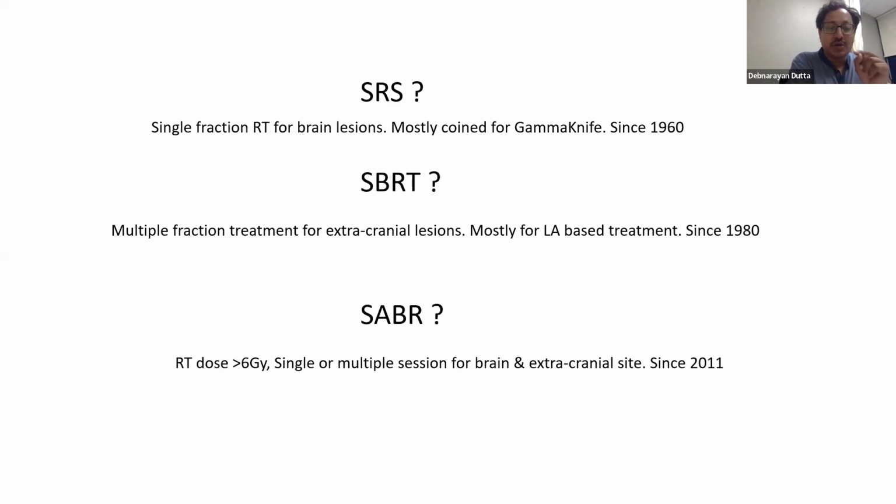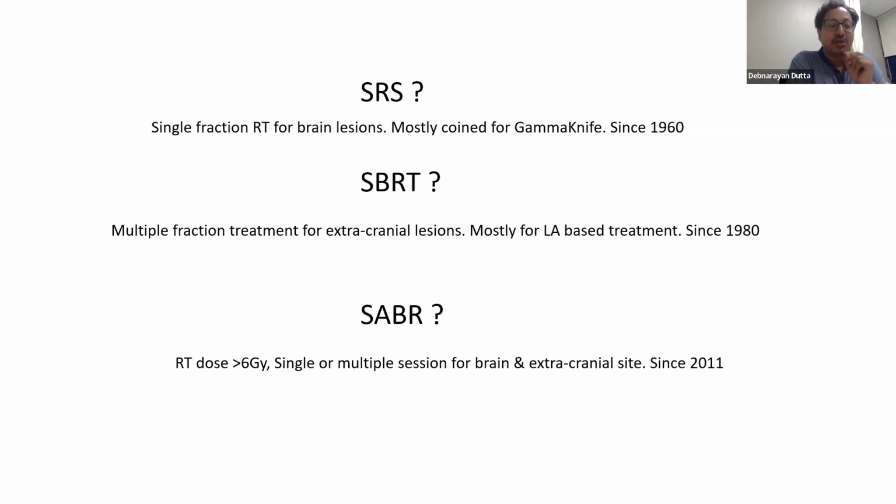Now, since 2011 this terminology has come, that many times in the brain also we are treating with a fractionated regimen, and many times at extracranial sites also we are treating in single fractions. So SRS and SBRT are sometimes interchangeable. Meaning in the brain, if you are doing 30 gray in 5 fractions, that is like an SBRT. In the spine, when you are doing 24 gray in a single fraction, that is like SRS. So to take into account these confusions and make it clear, there is SABR.